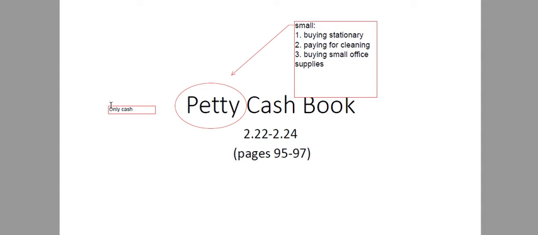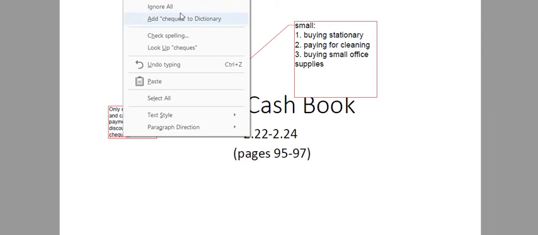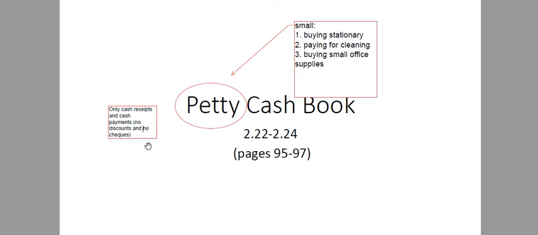So it's only cash receipts and cash payments, so there will be no checks here, and there will be no discounts also. So you would notice that there are only small cash receipts and cash payments, so no discounts, no checks. And in some time, when you see the format or the layout of this cash book, you would notice that there are no check columns or discount columns. So this is the sort of introduction.